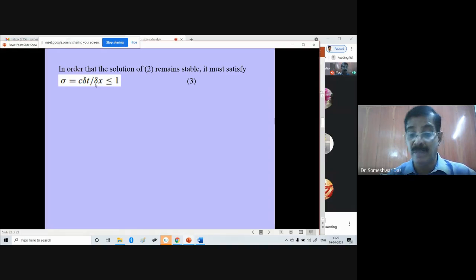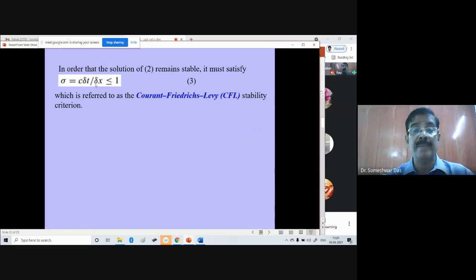Otherwise, your solution will not be stable, and you will be getting junk results. So this is referred to as the Courant-Friedrichs-Lewy condition. Remember, Courant-Friedrichs-Lewy condition, now as an acronym you can write as CFL condition. Okay, CFL condition, which is a very important criterion which must be satisfied for solving numerically any hydrodynamic equations.